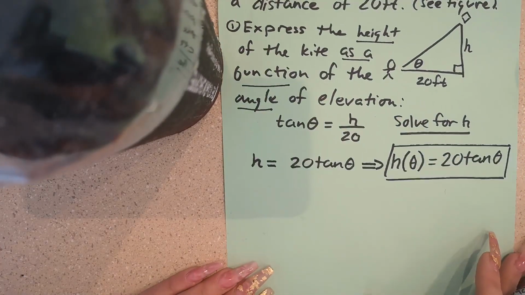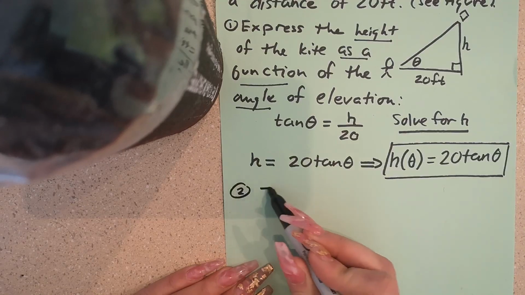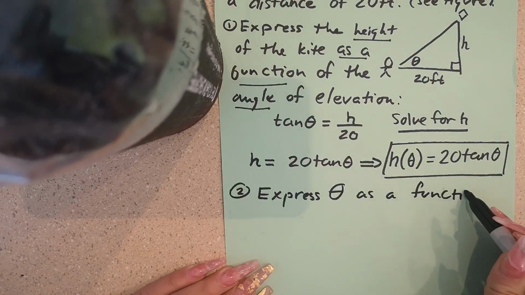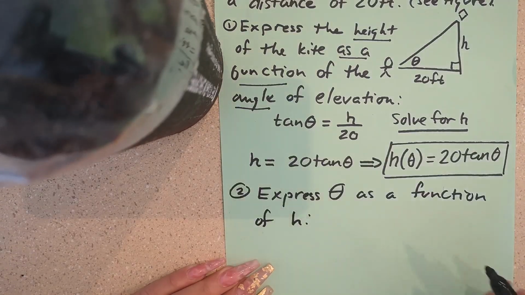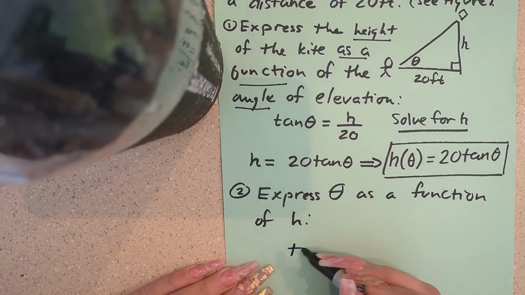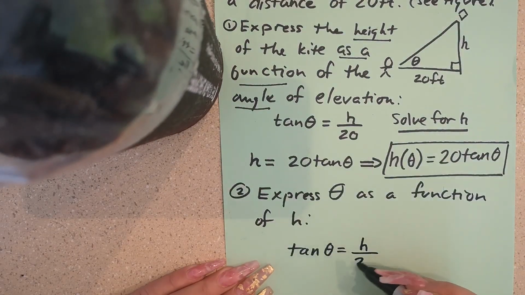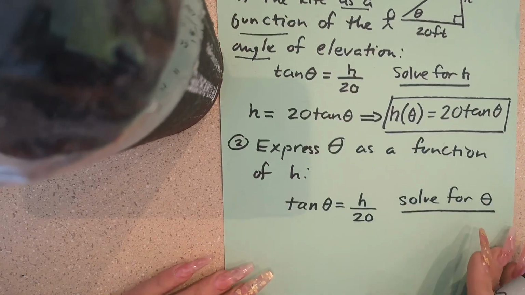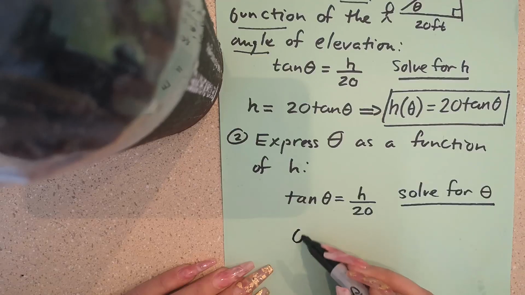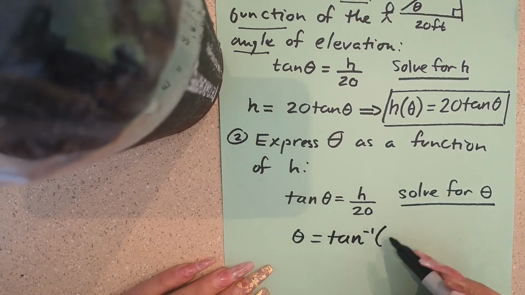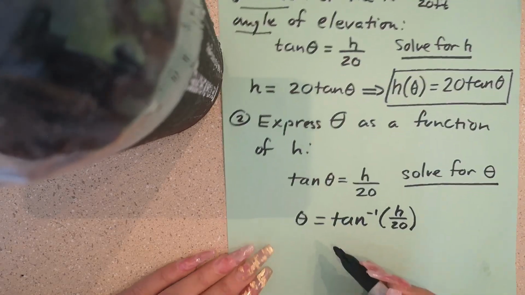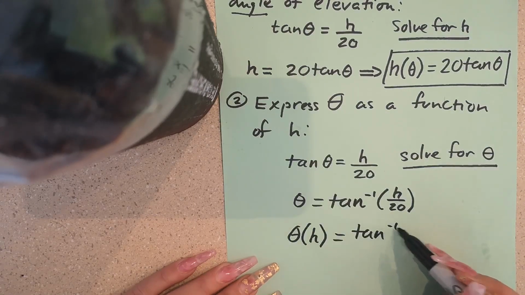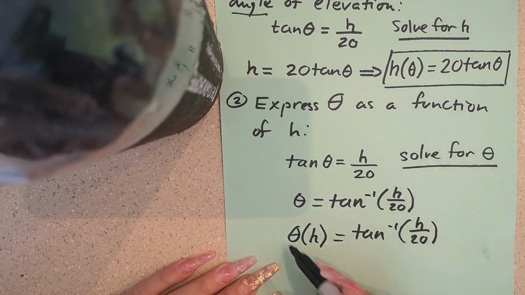Now I can do the opposite. I could say, for part 2, express theta as a function of h. Okay, same idea. I still have this same trig function. Tan theta is h over 20, but this time I have to solve for theta. Well, to solve this for theta, wouldn't theta be the inverse tan of h over 20? And again, I can write that using functional notation. This is theta as a function of h, since h is the input or the independent variable. Look like so.